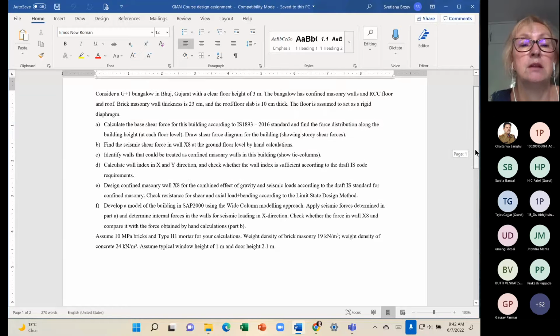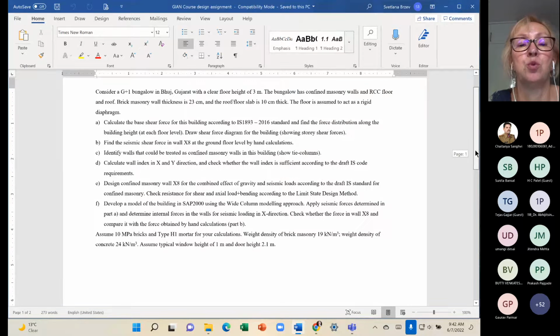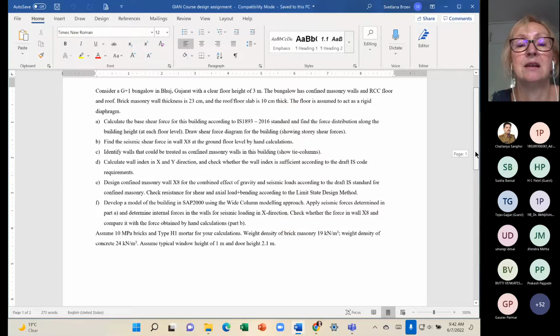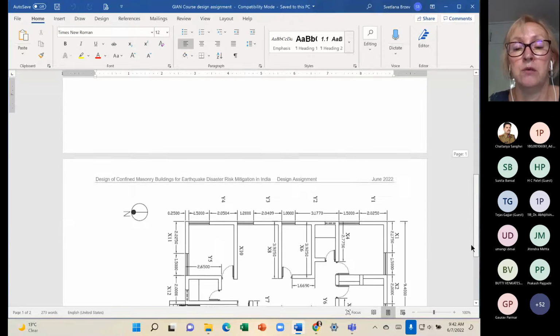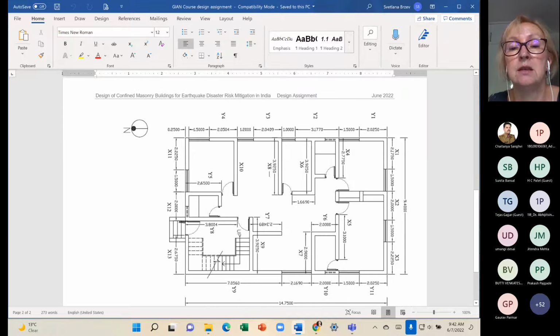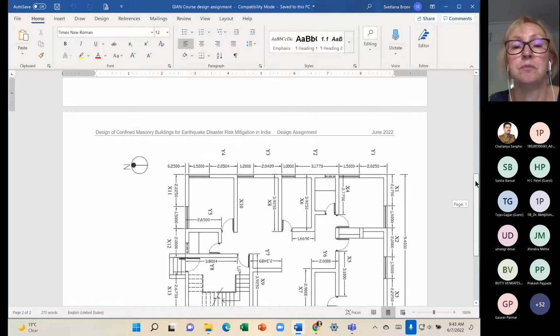Then the second part is to find the seismic shear force in wall X8 at the ground floor level by hand calculations. So wall X8 is this one. You can see it here on the top in the middle. It is in the vertical direction, and that is the wall. It is about 4 meters long.